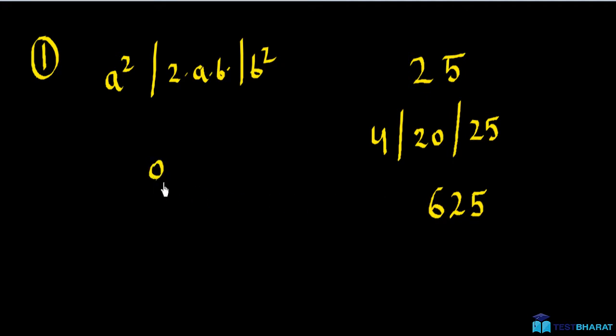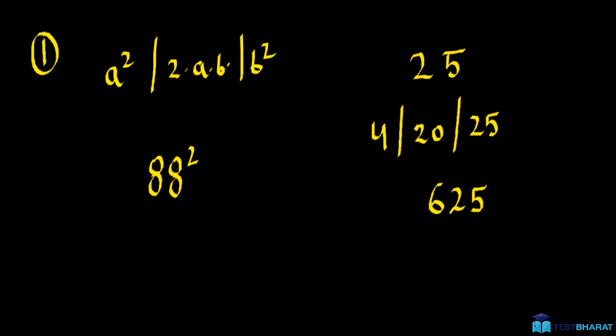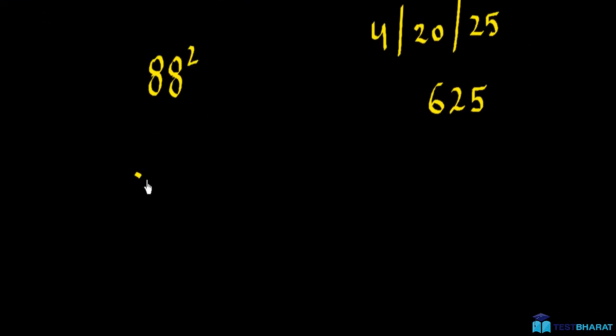Now let's say I have to get the square of 88. This will be 8 square, 2 into 8 into 8. 8 into 8 is 64. 64 into 2 is 128. Then b square. B is also 8, so this is also 8 square, that is 64. So 4 is written and 6 is carried forward. So 6 is carried forward here as 128 plus 6, that's 134.